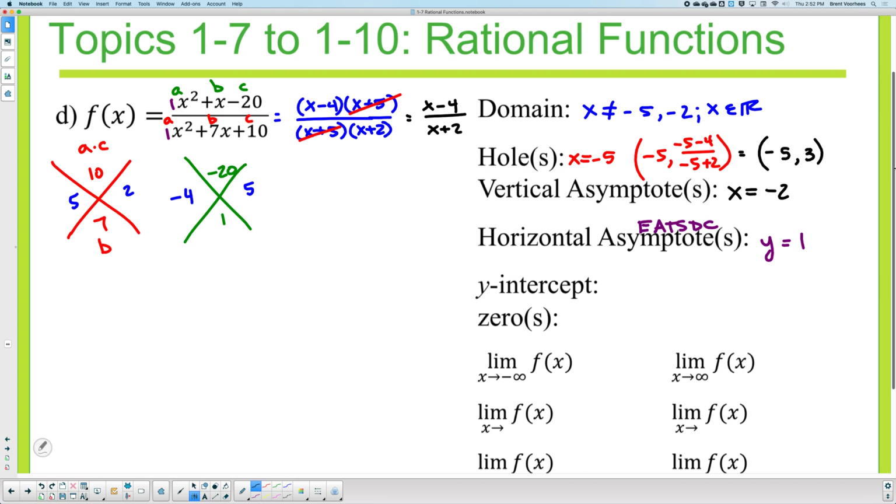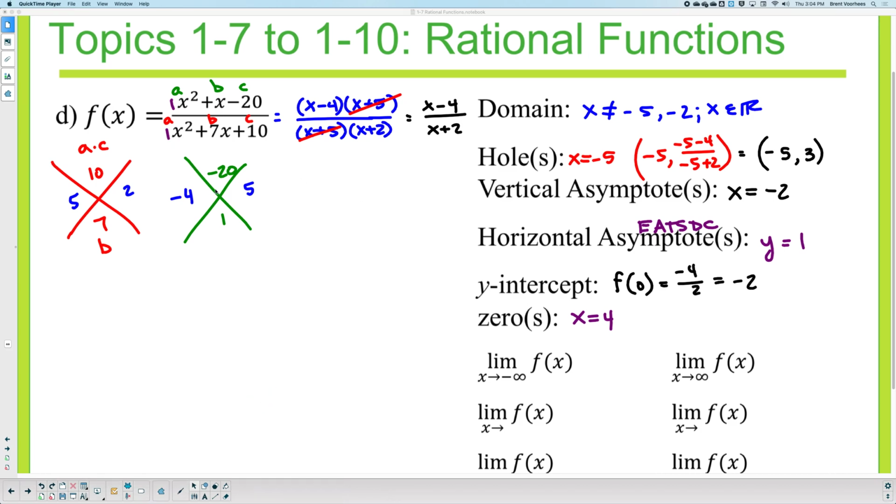To find my y-intercept, I will plug in 0. You could use this reduced form. You could use the standard form. Either way, it'll become negative 4 divided by 2, which is the same thing as negative 2. Finally, for zeros, you find out where the numerator would equal 0, which in this case it'll be positive 4. So at x equals 4. So now we'll go over and look at the graph and see what we get here.